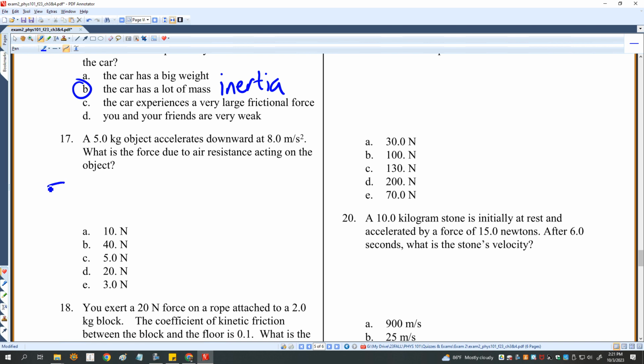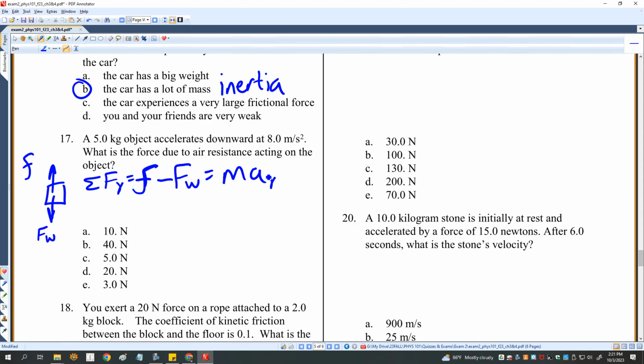A 5 kilogram object accelerates downward at 8 meters per second squared. What is the air resistance? So this is the forces that are acting on it. I'm just going to call this lowercase f. It's a resistive force, air resistance, like friction, sort of. The sum of the forces in the y direction will be F minus Fw equals may. F then will equal to may plus Fw.